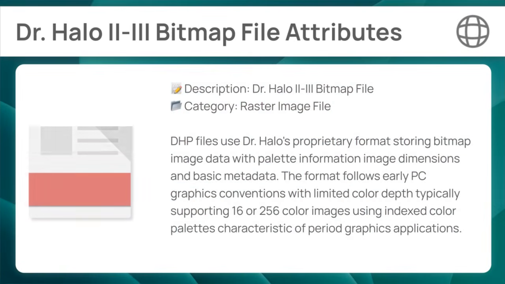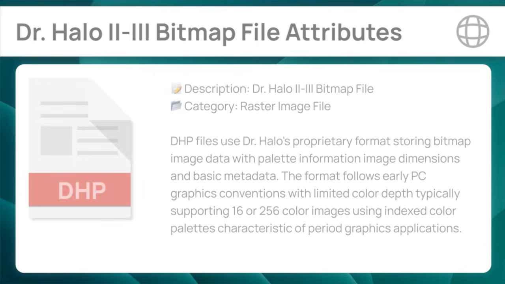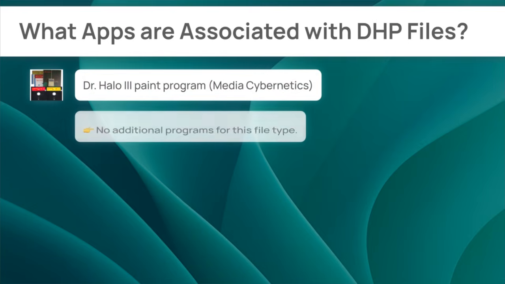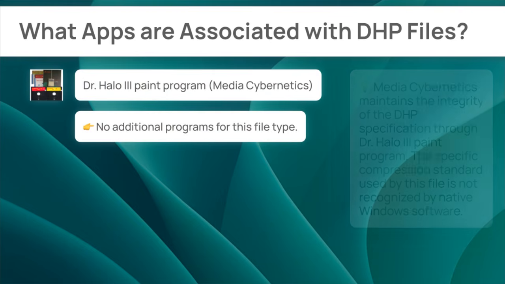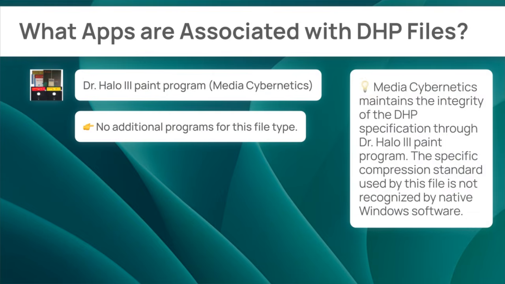DHP files use Dr. Halo's proprietary format, storing bitmap image data with palette information, image dimensions, and basic metadata. The format follows early PC graphics conventions with limited color depth, typically supporting 16 or 256 color images using indexed color palettes characteristic of period graphics applications. Media Cybernetics defined Dr. Halo III paint program as the application primarily intended for DHP. The specific compression standard used by this file is not recognized by native Windows software. Windows can show these files in its default viewers, but professional adjustments require imaging software.